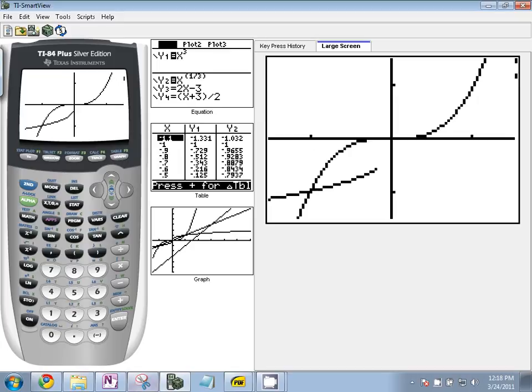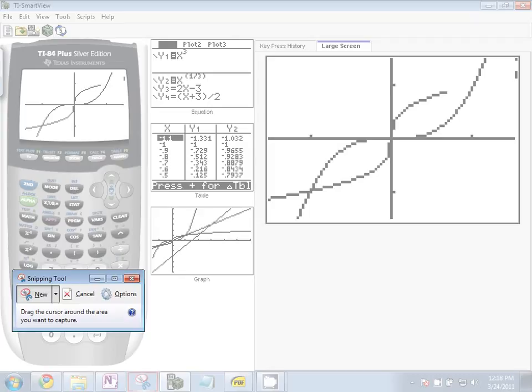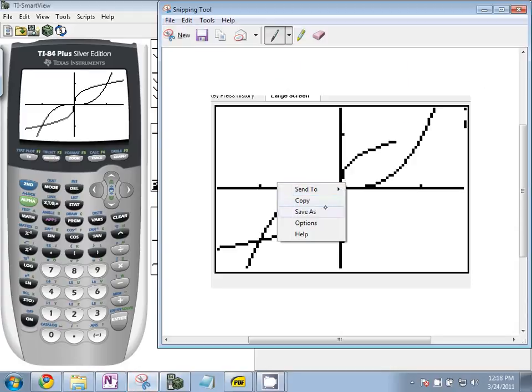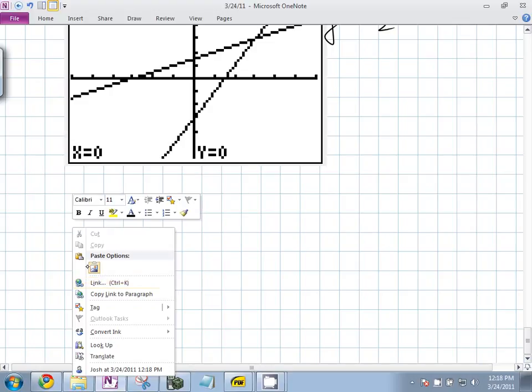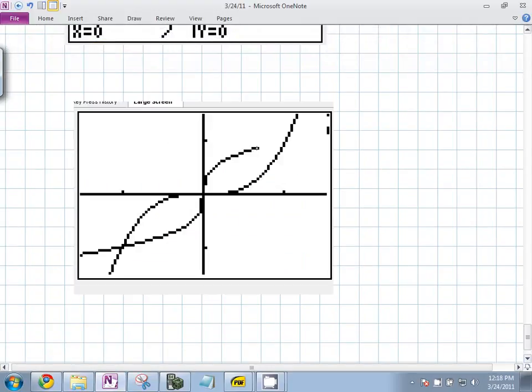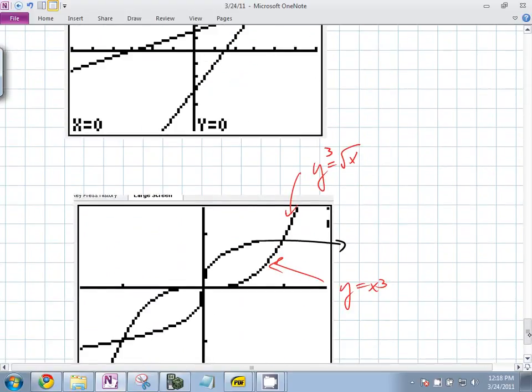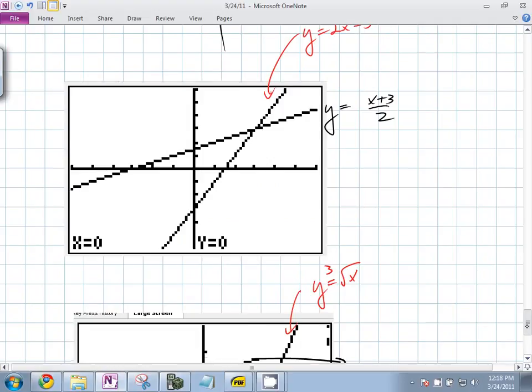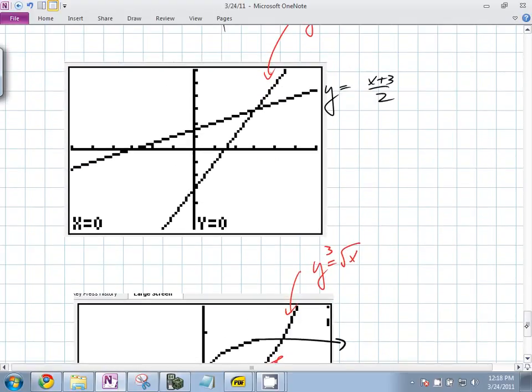Now the question I want to ask you is, what do these relationships have in common? This right here is y equals x cubed, and this is y equals the cube root of x. They both cross both axes, that's correct. What we're trying to get at is, if I gave you the graph of one, how do you go about graphing the other? Take a look at these two relationships here. They both intersect, right? Question is, where do they intersect?